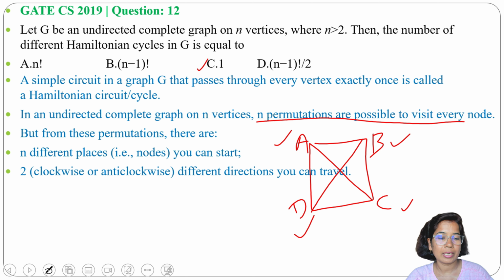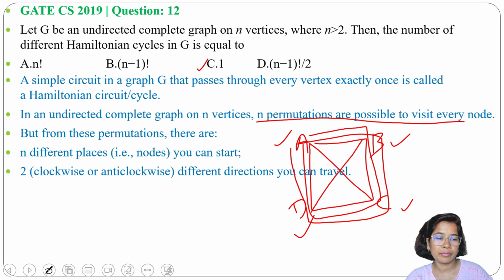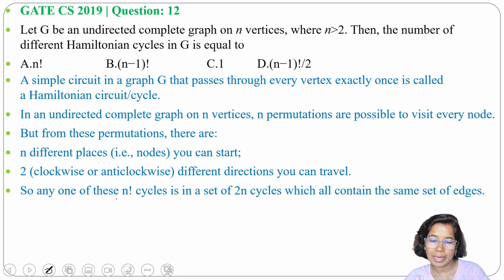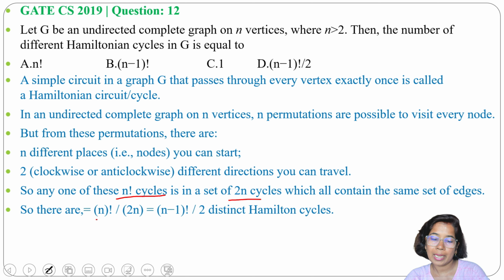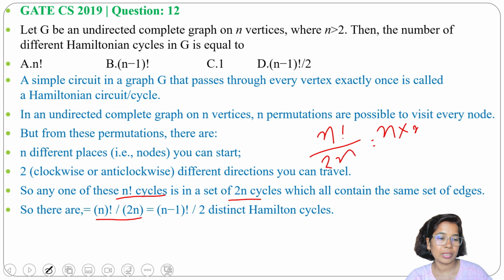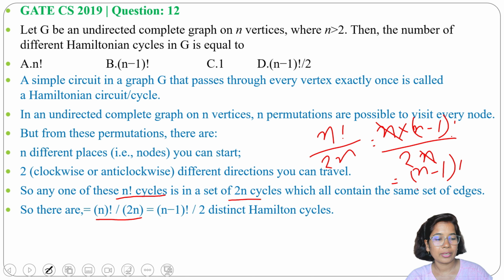Suppose you are starting from A, you can visit A, B, C, D, again A, right? Or you can start from A, D, C, B, A. So there are 2 different directions. Any one of these n factorial cycles, and we are doing 2n cycles which all contain the same set of edges. That's why n factorial divided by 2n. N factorial divided by 2n, that you can write as n multiplied by n minus 1 factorial divided by 2n. N will be cancelled, so it is n minus 1 factorial divided by 2.